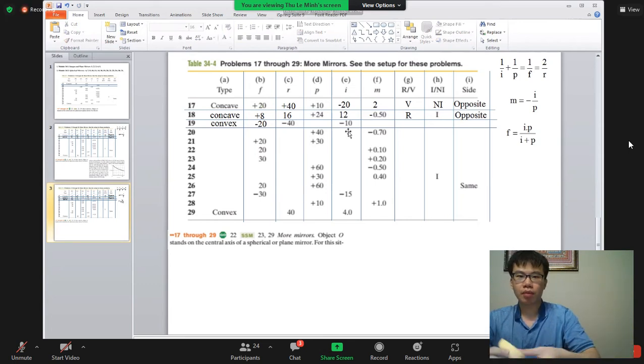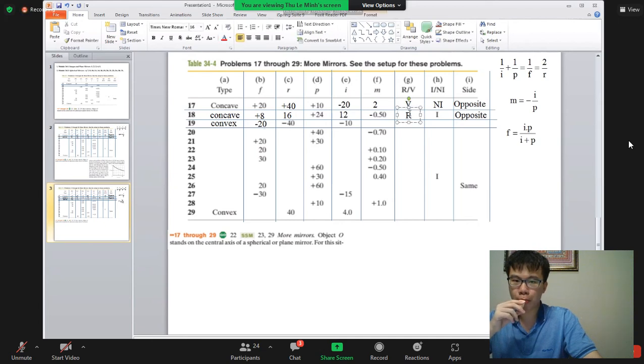And now you have image distance I equal to minus 10. Minus 10. So is the image real or virtual? Minus, so it is virtual. Okay, virtual image.